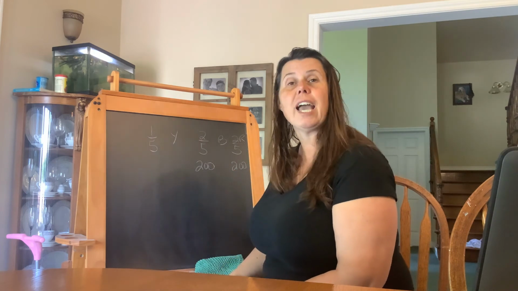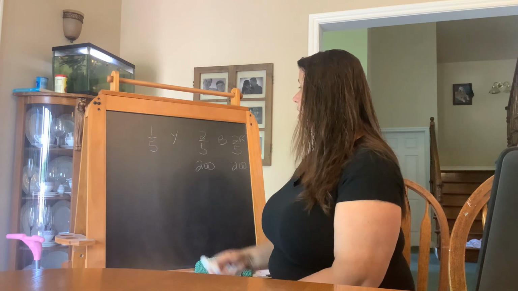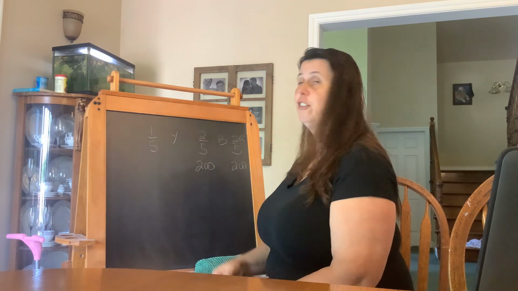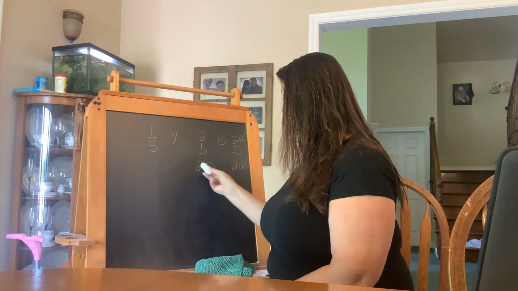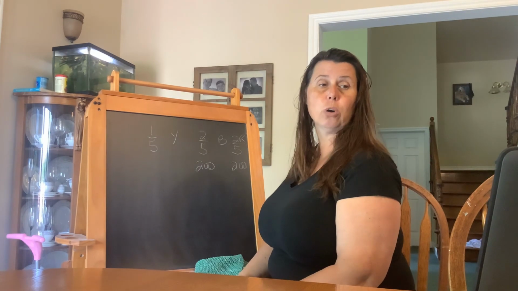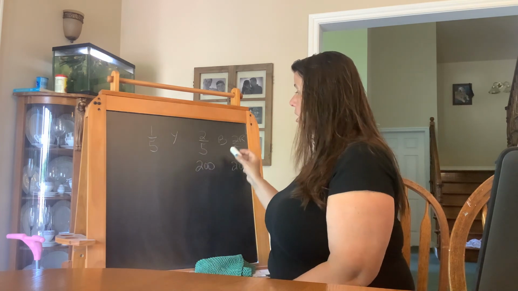1/5 would be half as much, right? 1/5 is half as much as 2/5. So if I can cut 200 in half, I'll know how many yellow lights there are, and then I can add all three up and have the total number of lights, as well as the number for each color.